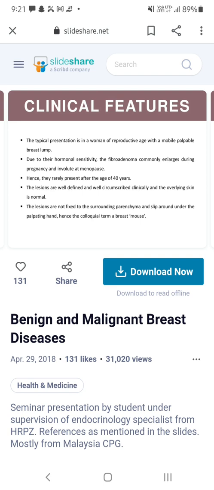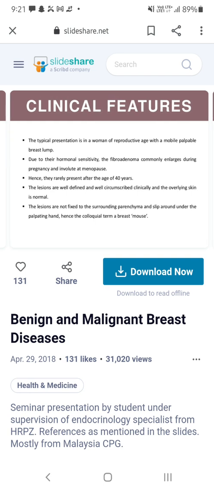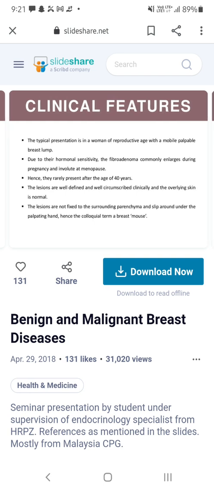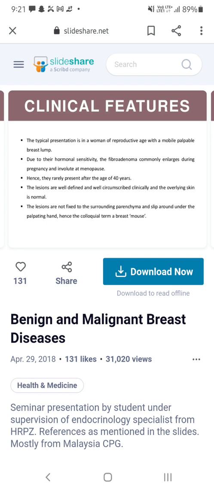Sometimes it may come again after menopause due to hormonal imbalance. Hence they rarely present after the age of 40. The lesions are well defined and well circumscribed clinically, and the overlying skin is normal. The lesions are not fixed to the surrounding parenchyma and slip around under the palpating hand, and hence the colloquial term breast mouse.